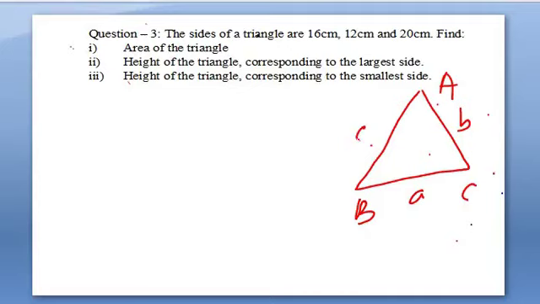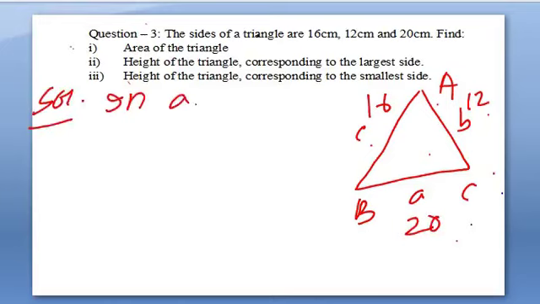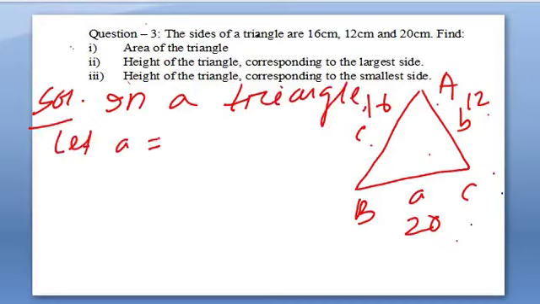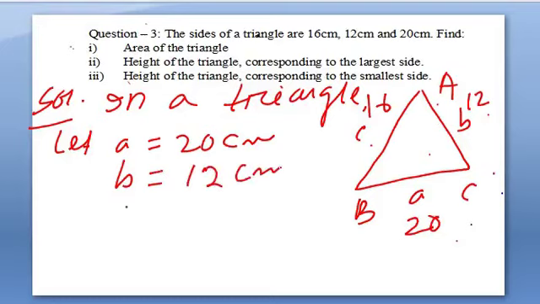We have to find out the area of the triangle when the three sides are already given. One side is 16 centimeter, another is 12 centimeter, and this one is 20 centimeter. So you can write the solution: in a triangle, let A equal to 20 centimeter, B equal to 12 centimeter and C equal to 16 centimeter.